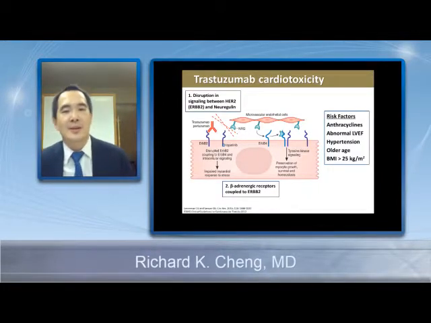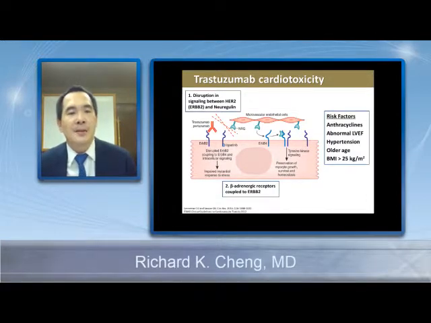So let's move on and talk about trastuzumab cardiotoxicity. So how does this cause cardiotoxicity? This disrupts the signaling between the HER2 or ERBB2 and neuregulin. By doing this, it impairs your myocardial response to stress, and because of this, you're going to have mitochondrial dysfunction, and you're going to have reversible myocardial dysfunction.